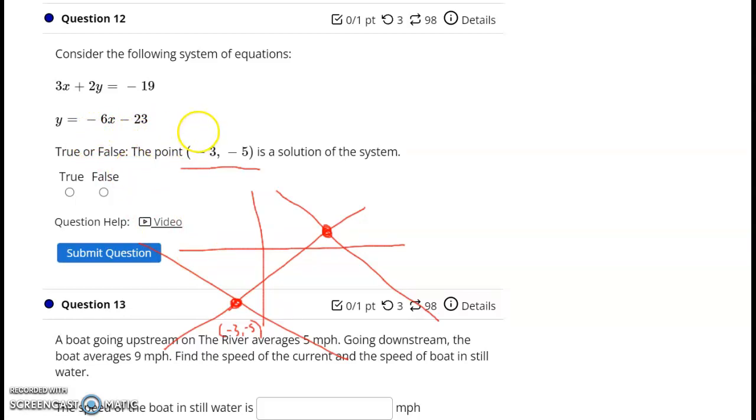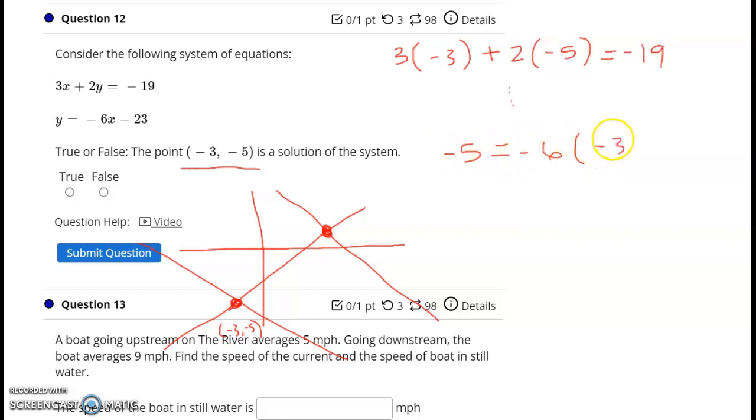The way I would recommend doing it is using algebra. And so what you can do is you can substitute this point into each of these equations and make sure it comes out as true. So first we would do 3 times -3 plus 2 times -5 equals -19. And solve that out and see if it comes out true. If it comes out false, we're done. We can just say false. But if it comes out true, we still have to check this other equation. And then we plug it in that second one. So -5 for y equals -6 times -3 minus 23.